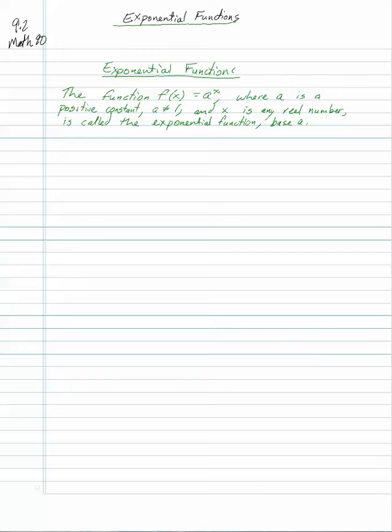The function f of x equals a to the x, where a is a positive constant, and a can't be 1, can't be 0 either, and x is any real number, is called the exponential function base a. Notice the variable is an exponent, so that's why it's an exponential function. An example would be f of x equals 2 to the x.